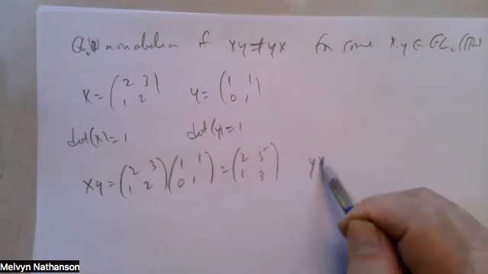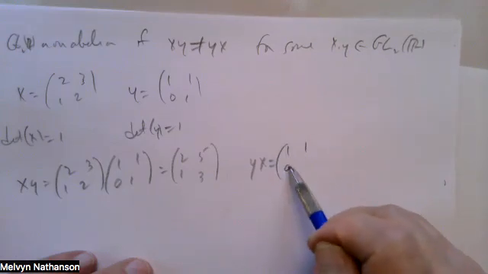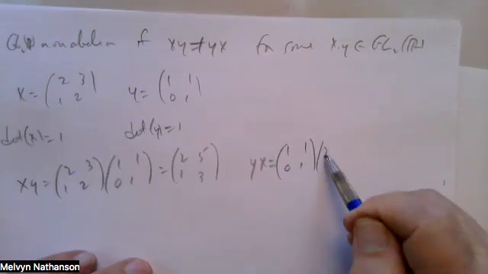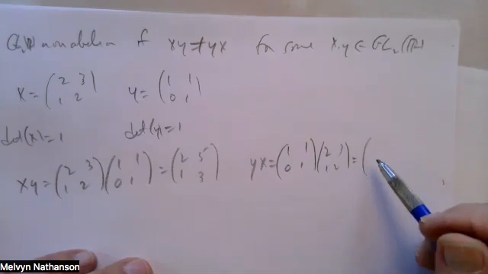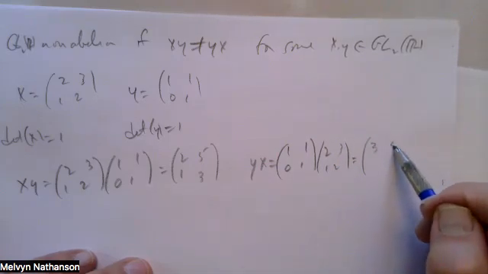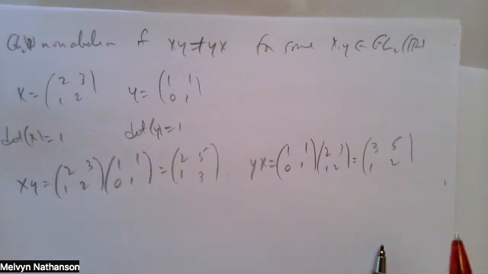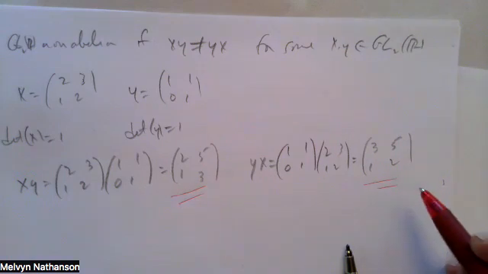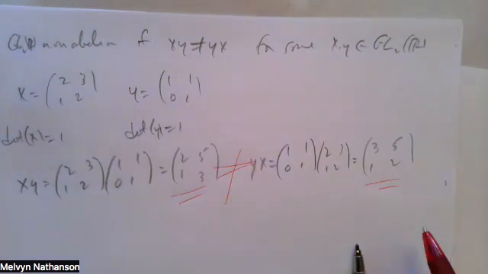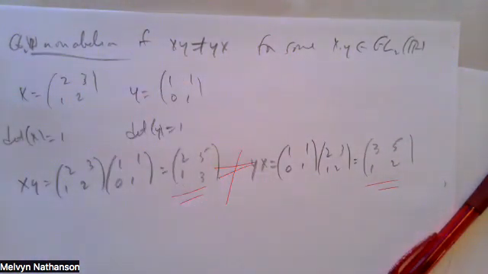What about yx? So I'm multiplying in the opposite order, 1, 1, 0, 1, times 2, 3, 1, 2. When I multiply, I get 3, 5, 1, 2. This matrix and this matrix, they're different. So these are not equal. Therefore, G is not abelian.